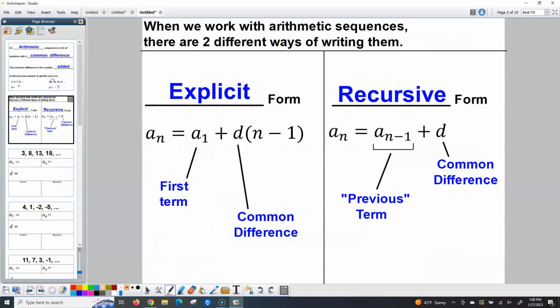We've got this explicit form that we're going to use. We've got a recursive form that we're going to use. So in your notes, if you would, just scribble down those blue terms. First term is going to be a sub 1, and d is the common difference. And on the right side of the recursive, a sub n minus 1 is just a real fancy way of some math person saying, hey, the previous term, and then plus d is the common difference. So that's just a really mathematical way of saying, hey, we're going to take this previous term and add this common difference to get to the next term.